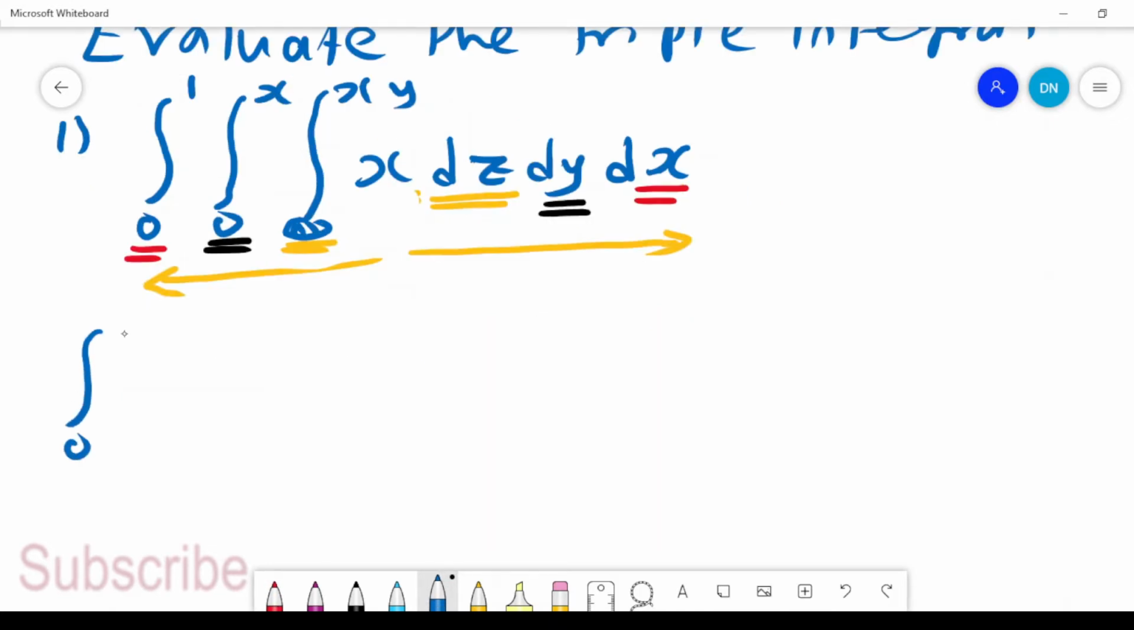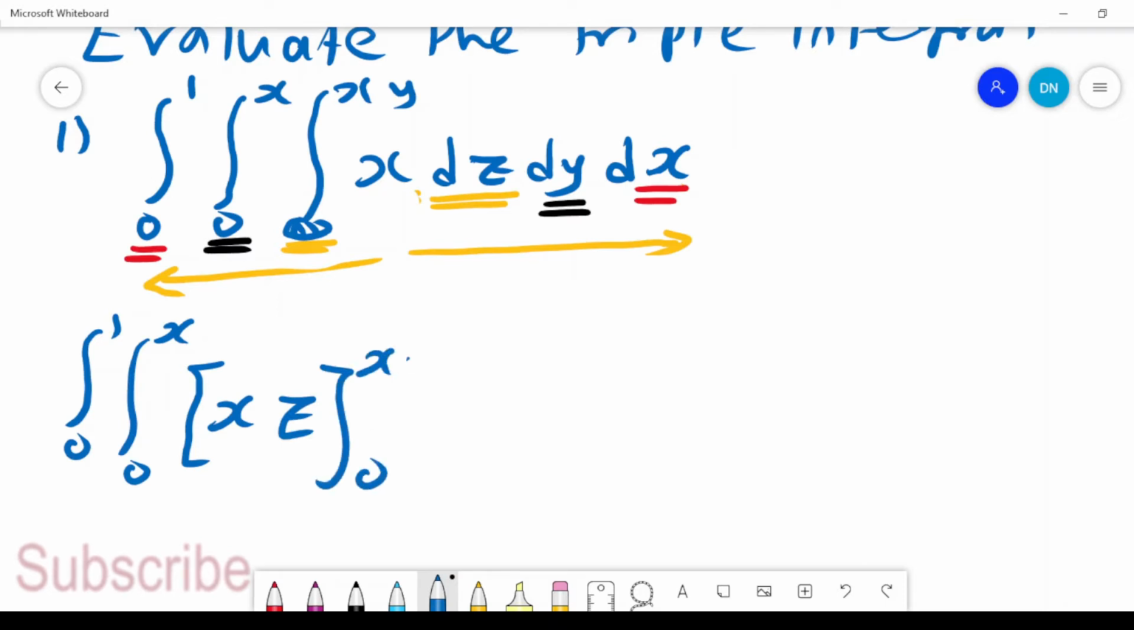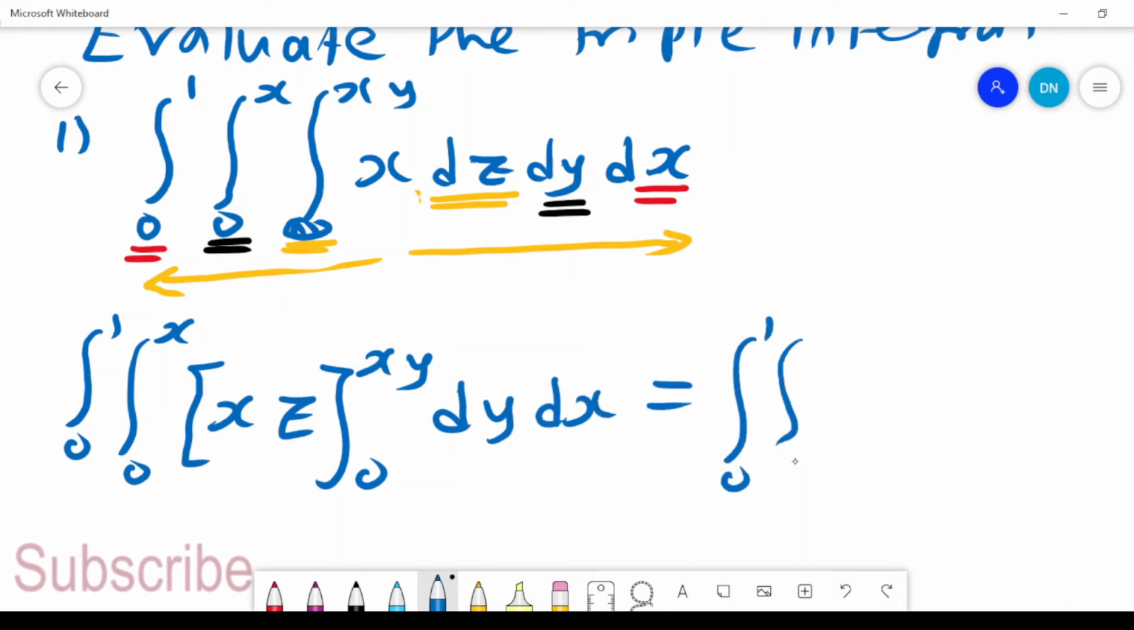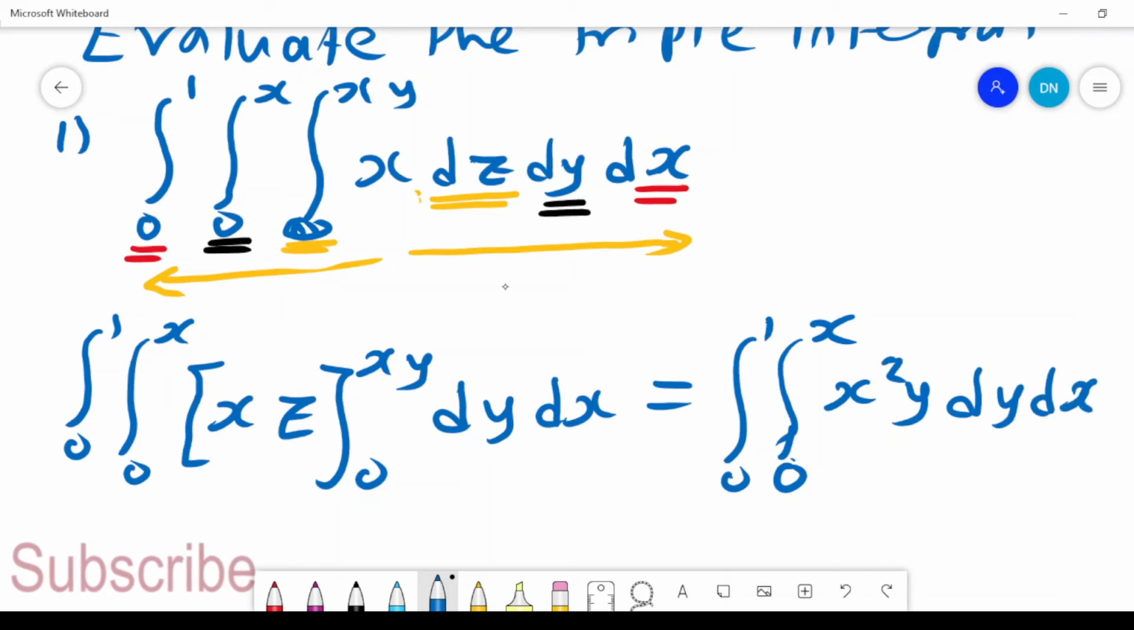So z, it will be 0 to 1 and then 0 to x. It will be xz, then 0 to xy, dy dx, and that will give me from 0 to 1 and then from 0 to x. If I substitute xy where there will be z, it will be x squared y dy dx. Remember that we are integrating with respect to z, so x is treated like it is a constant at that point.